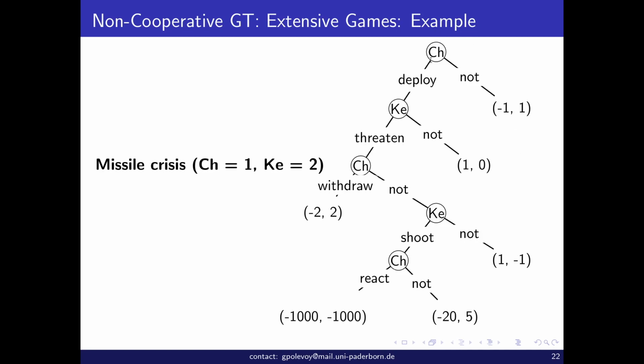So CH is Khrushchev, and KE is Kennedy. Khrushchev can deploy the missiles, or he can choose not to deploy them. So Khrushchev is here the first player. If he doesn't deploy the missiles, he has the -1 utility, because the United States has its missiles in Turkey. And Kennedy, the second player, has utility 1, because the United States has its missiles in the vicinity of the possible enemy, of the possible rival. And the leaf of the tree denotes the utilities they get.